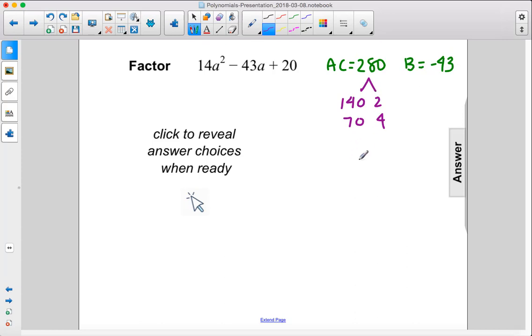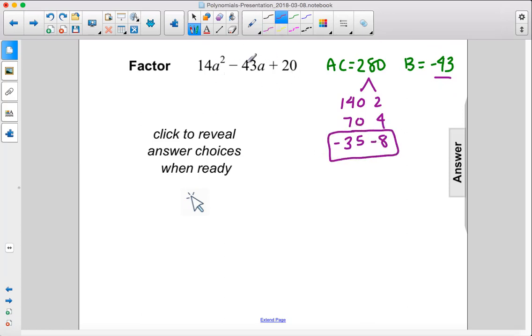So let's keep breaking it down. Let's divide this in half again. So we have 35 times 8. 35 times 8 gives us 280, and negative 35 minus 8 does add up to negative 43. So negative 35 and negative 8 are going to be our numbers.